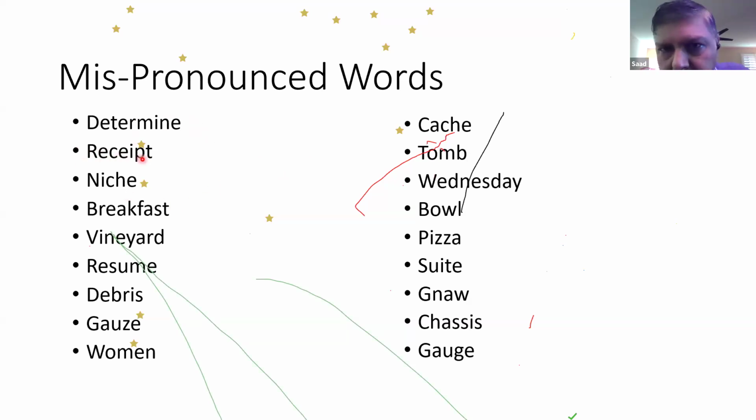Can you pronounce the second word? Sir, may I? Receipt? One at a time. Okay. Others?